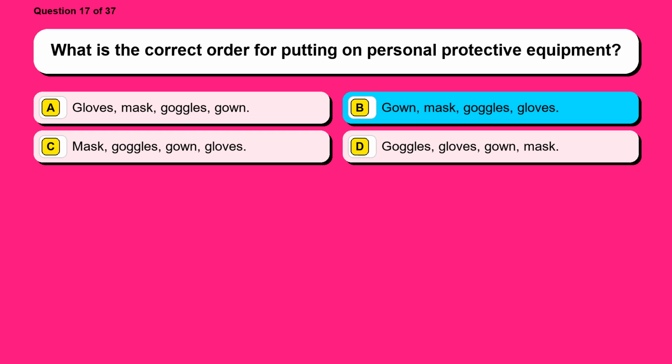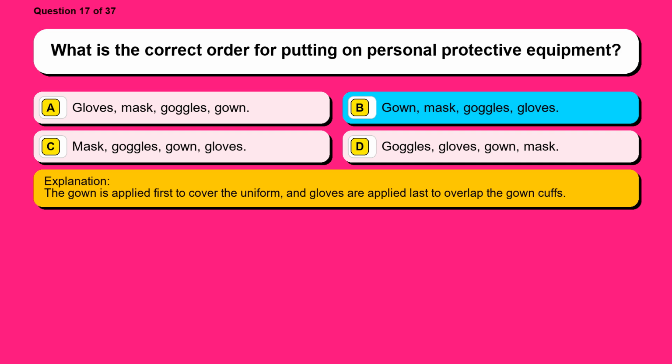The correct answer is option B, gown, mask, goggles, gloves. The gown is applied first to cover the uniform, and gloves are applied last to overlap the gown cuffs.